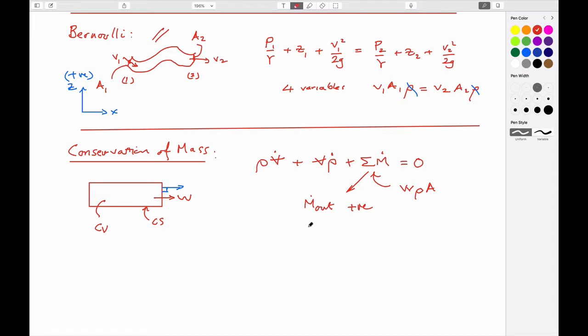And if it's a flow rate in, it is negative, as this would be. So flow rate on this side relative to this outward normal. Okay? And so that's the sign convention that we just have to be aware of.